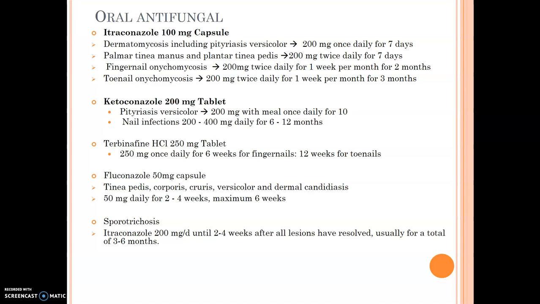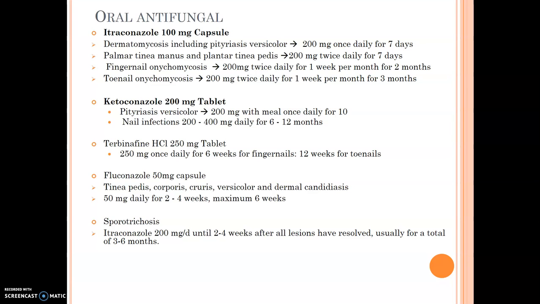But if it is more extensive or widespread, or if it is a nail infection or sporotrichosis, then you may need oral antifungal treatment such as ketoconazole or itraconazole or terbinafine. So basically that is about it for the treatment and management of fungal infection.